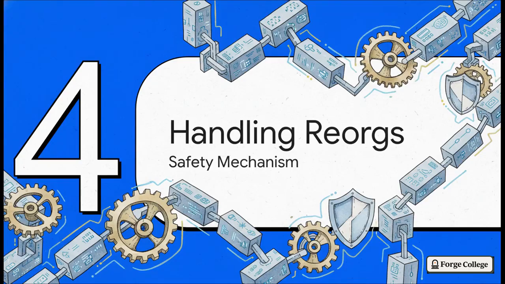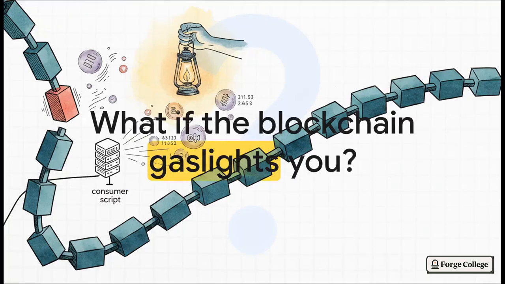All right, Section 4. Handling blockchain reorgs. Let's move to the safety mechanism of our machine. So what happens when the blockchain gaslights you and changes its mind about what just happened? I know, it's a funny question, but it's a very real problem.